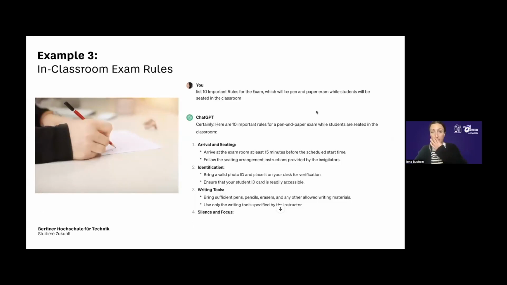And the third example is using ChatGPT to create exam rules. Of course, every teacher has some exam rules in their head, but when you ask ChatGPT, it's quite interesting to see how broad these rules can be, and maybe some aspects that you have never thought about could be integrated into the rules that you communicate to students before a written exam or any other type of exam. This is what I also used last semester, and these are my 3 examples to share.